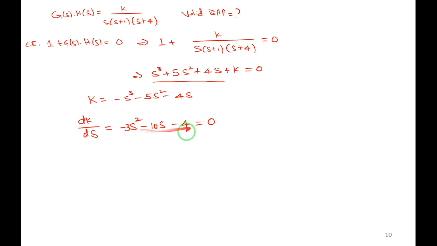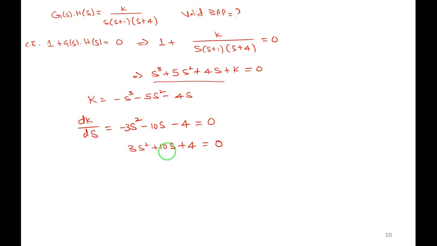So all are minus sign, so multiply throughout by minus 1. So I will be getting equation 3s square plus 10s plus 4 equal to 0. So solve this quadratic equation. That roots will give me the valid breakaway point, which is valid, that we will see, right? So I will go to equation.